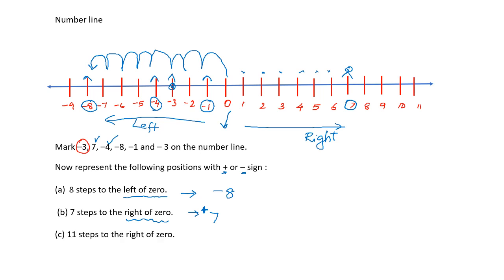Okay. Next one. 11 steps to the right of 0. Again it is to the right of 0. To the right means what should be the sign? The sign should be positive. Plus 11. Then next, 6 steps to the left of 0. Now the question is to the left of 0. Left of 0, what will be the sign? The sign has to be negative. Yes, so you'll write it as negative 6. I hope you are following all these signs, markings and all those things on the number.